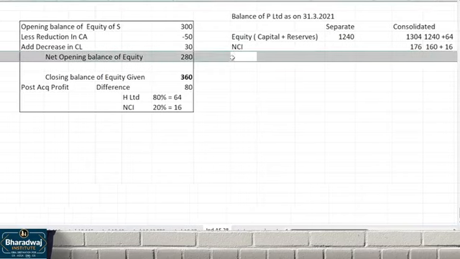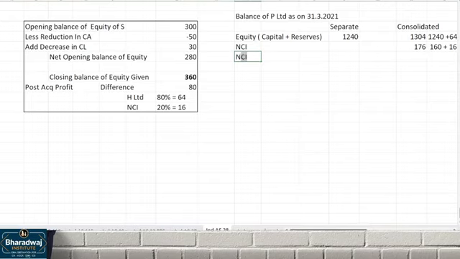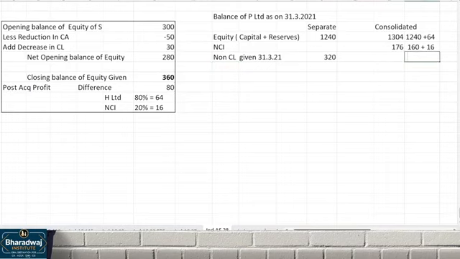Then look at non-current liability. Non-current liability given on 31st March 21, how much have they given? See the holding and subsidiary company non-current liability at the end of the year. In the separate balance sheet, only what will come? 320 will come. In the consolidated balance sheet, what will come? 320 plus subsidiary company 310. We changed the opening balance, right? That will have an impact on the closing balance.